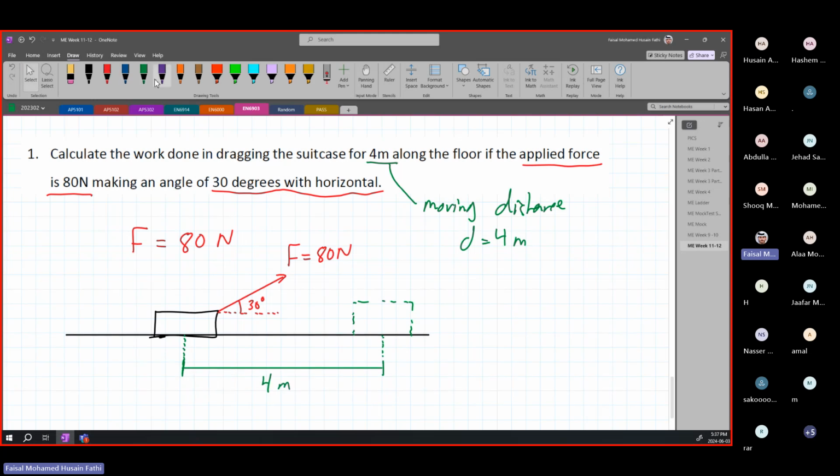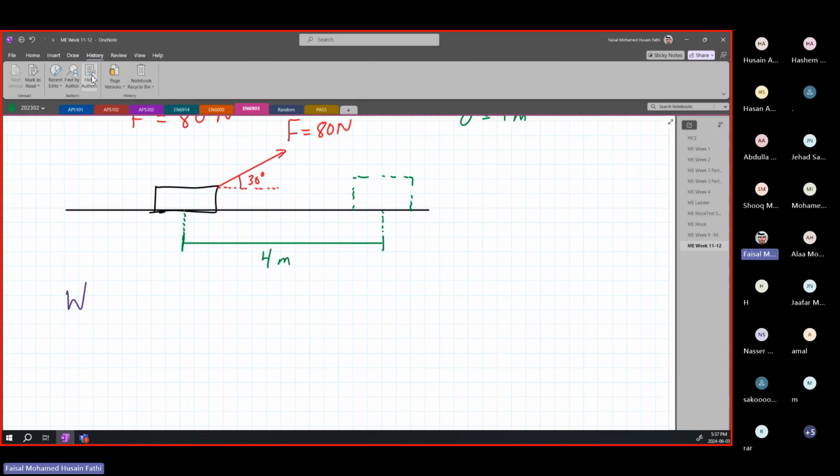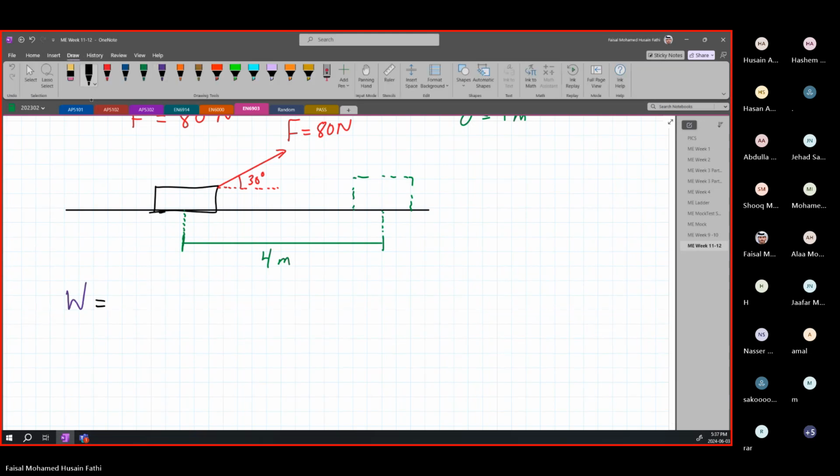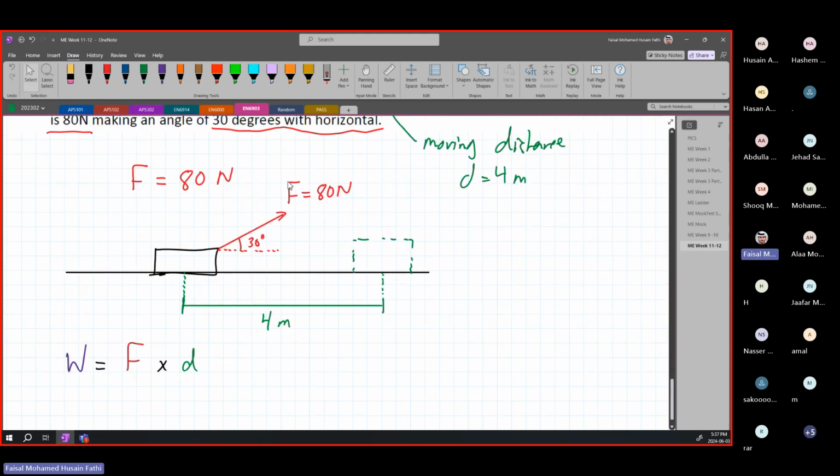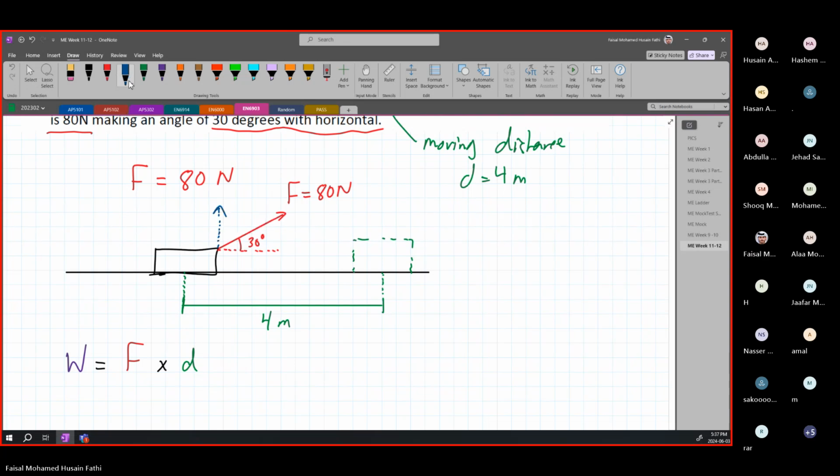So what do we need to find? We need to find the work done. So work done is equal to force times distance. All right. However, here we have the force component. We have two components for this force. There's a force that is pulling it upwards, if you remember your force components. And then a component upwards. And we have another component.